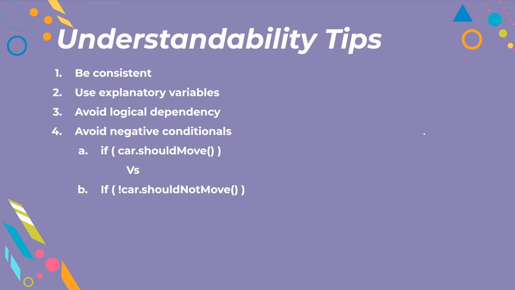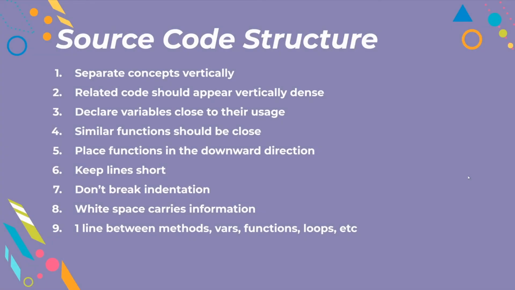I think it should be obvious, but some people do it sometimes as a mistake, and it creates a lot of weird things. Number 4, avoid negative conditionals. So A, if car.shouldMove, that's the correct way to do it. Don't do B, if not car.shouldNotMove, which is kind of a mouthful, but yeah, it happens. And it is also way more confusing to read.